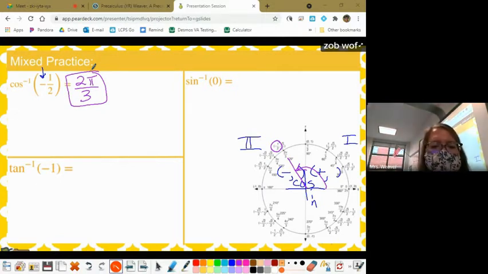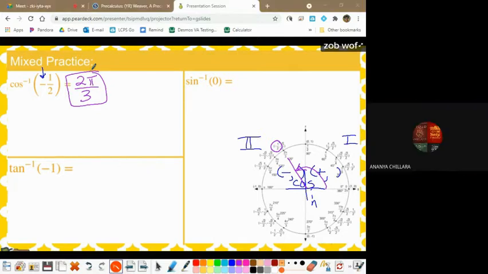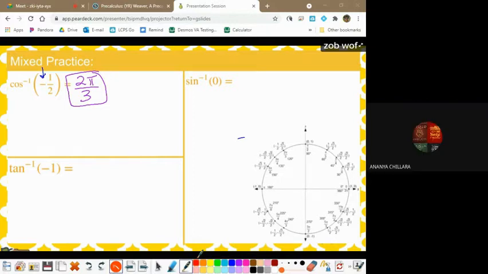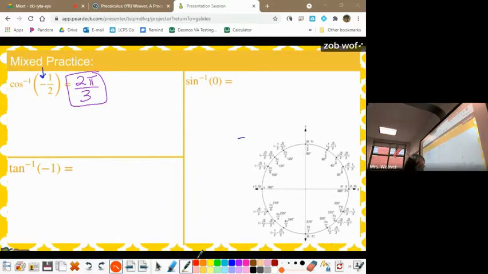Let's see. Ananya, can you help me with this next one? We want the angle whose sine is 0. If the sine is 0, would it be 1? So an angle of 1 is what you're saying? Yeah. So where is an angle of 1? But there's no angle. Wait. Sorry, I confused myself. That's okay. And that's why I said, because we're switching back and forth, it's easy to confuse ourselves.